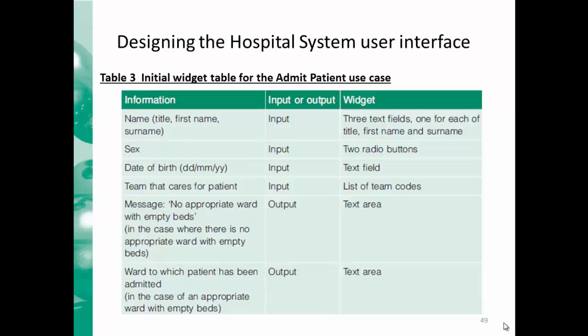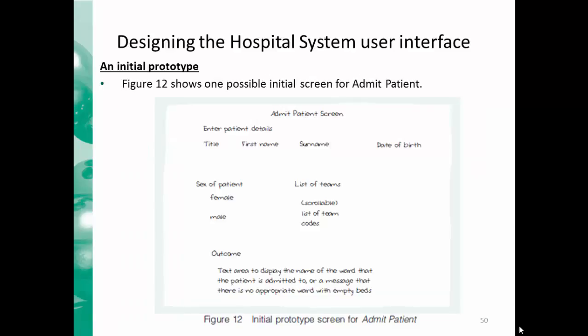You find that the widgets have two categories: either they are input widgets or output widgets. For example, a text field is an input widget, whereas a text area is an output widget, and these are to be placed according to the heuristics covered earlier in the prototype for the admit patient screen. Here is the initial prototype.